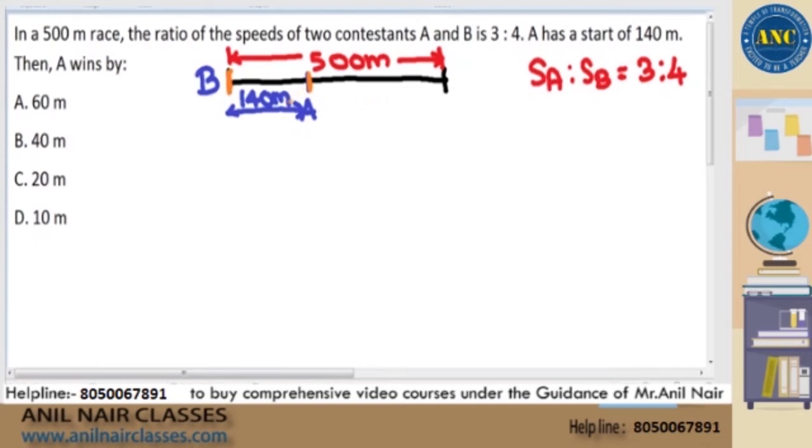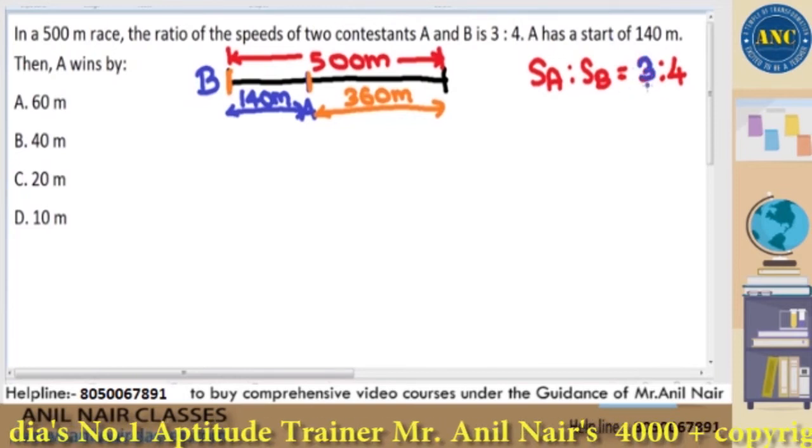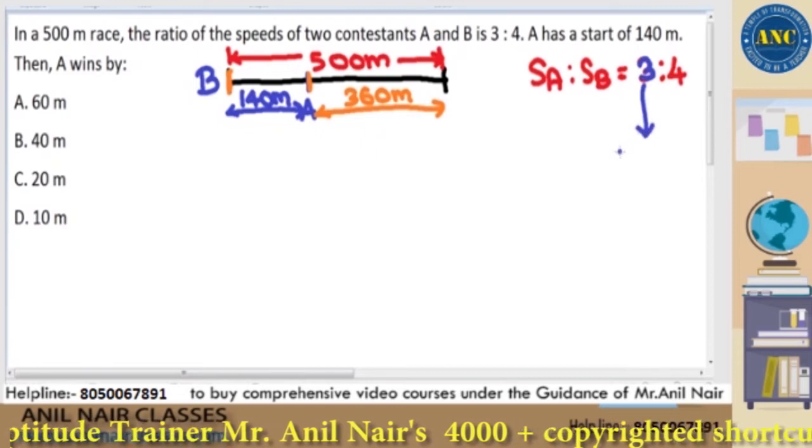If A has already crossed 140 meters, the remaining 360 meters need to be traveled by A. A needs to travel the remaining 360 meters, right? I hope it is clear. A needs to travel the remaining 360 meters. According to the ratio, A needs to travel 3 meters. According to the question, A needs to travel 360 meters.